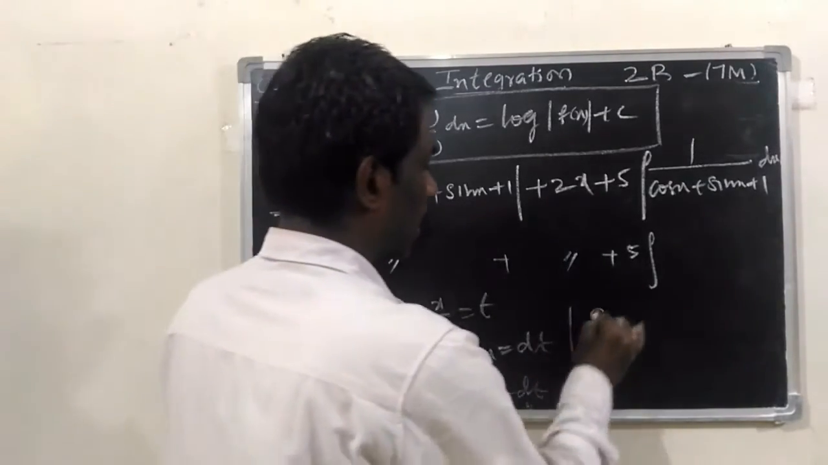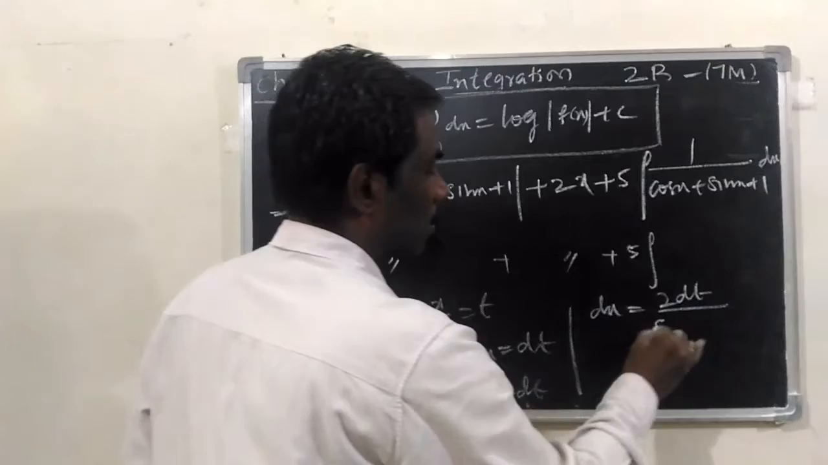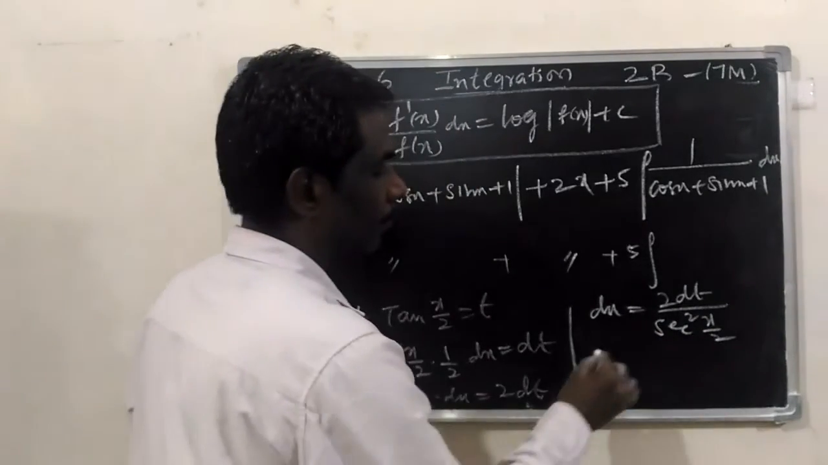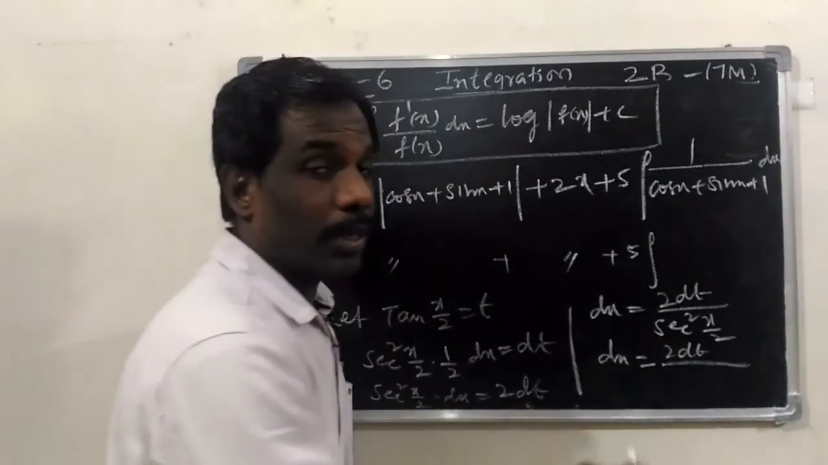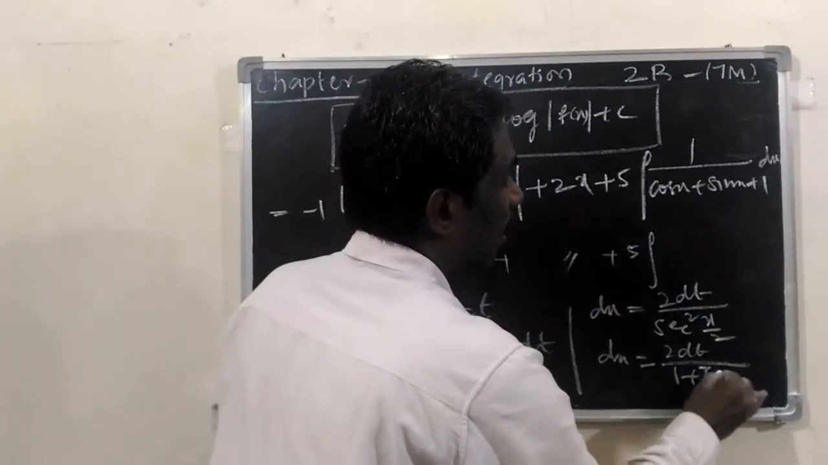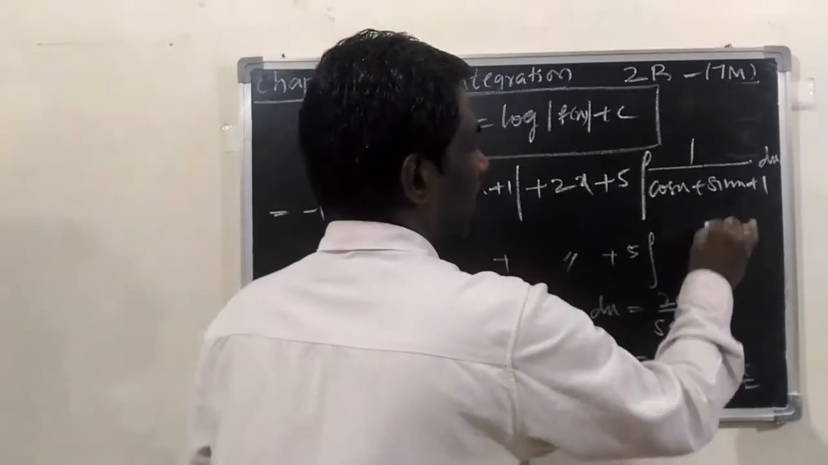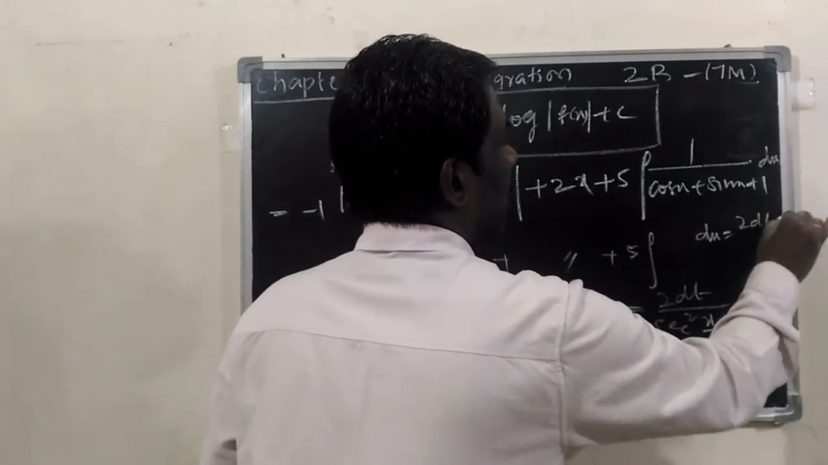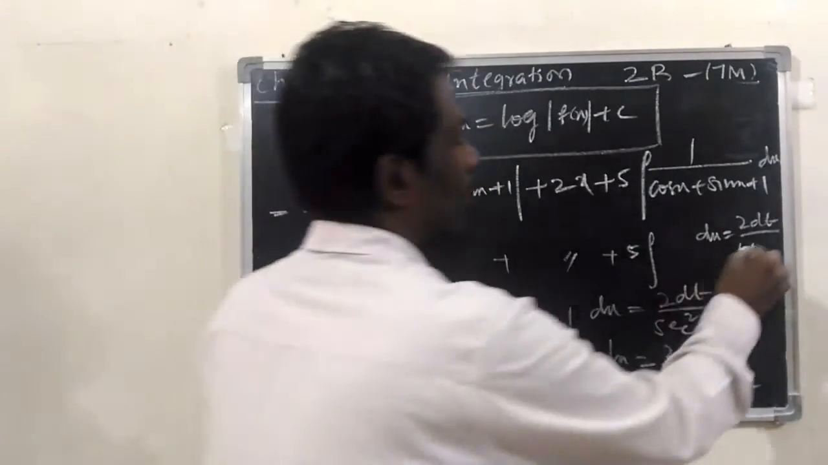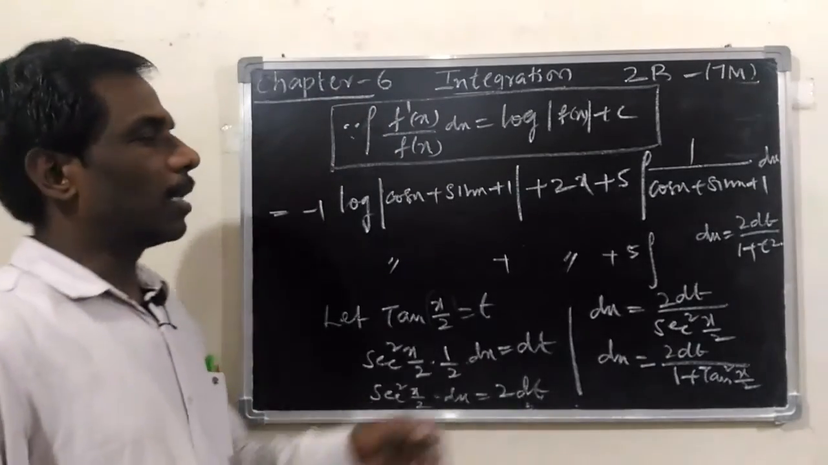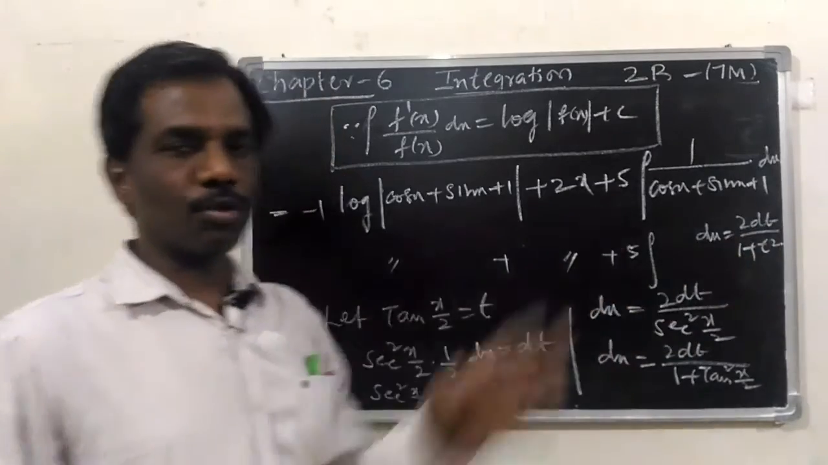After this I can write dx equals 2 dt by secant square x by 2. So dx equals 2 dt by secant square x by 2, and I can write secant square as 1 plus tan square x by 2. So dx equals 2 dt by 1 plus tan x by 2, which is t, so it is t square. In place of dx, we can write 2 dt by 1 plus t square.